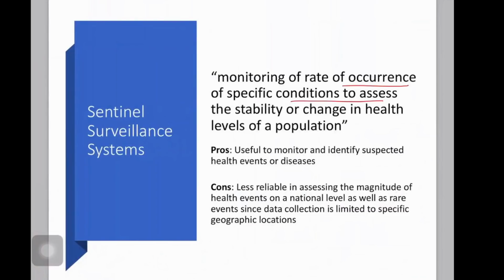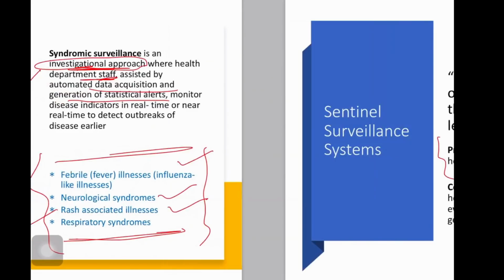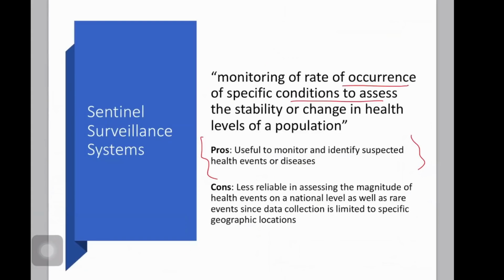For example, the positive side of the Sentinel surveillance could be that it is very useful to monitor and identify a suspected health event or disease. On the other side, it's a less reliable approach compared with the syndromic and others, since the data collection is limited to a specific geographic area, because we are not taking an area like the entire country, community, or wider population. Because of the smaller sample set, this is not considered a very reliable approach.